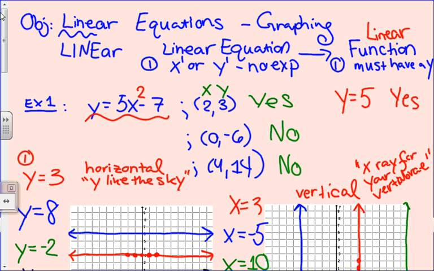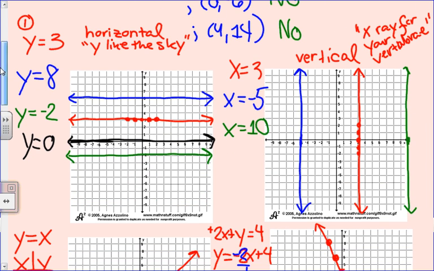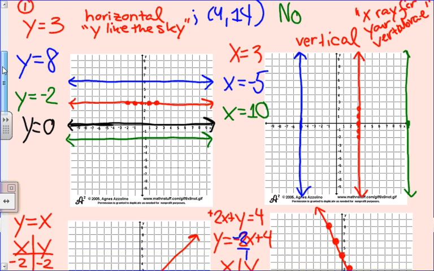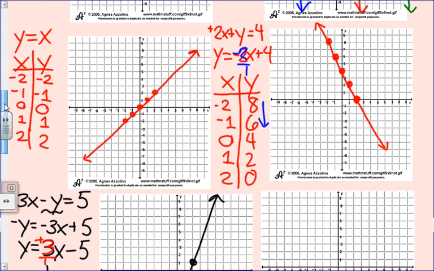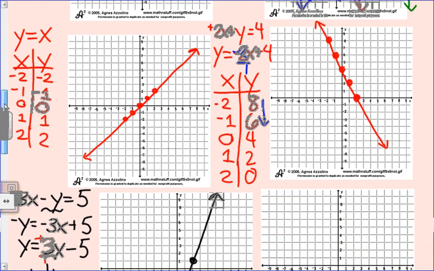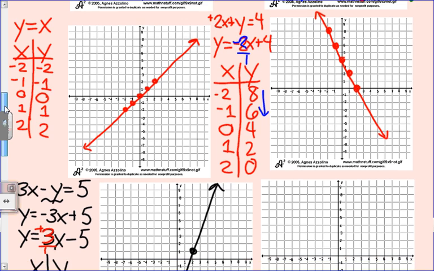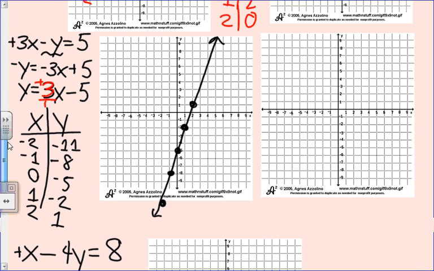Alright, your next goal is to start graphing. You get x by itself or y by itself. I don't want you to do a table. If you get an x, I want you to say x-ray, vertical through the x-axis. If you get a y, I want you to say to yourself, y like the sky, and I want y horizontal through the y-axis. And if you're getting an x and a y in there, that's when I want the table to start. I want you to get the y by itself first, if it isn't already. Give yourself 5 points.